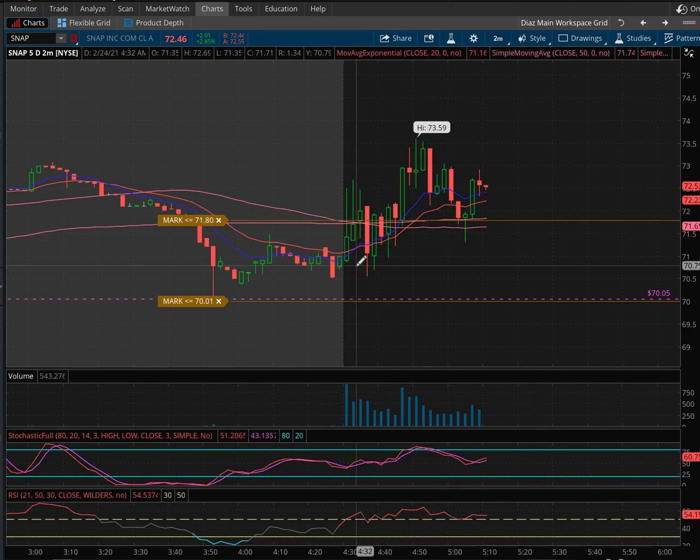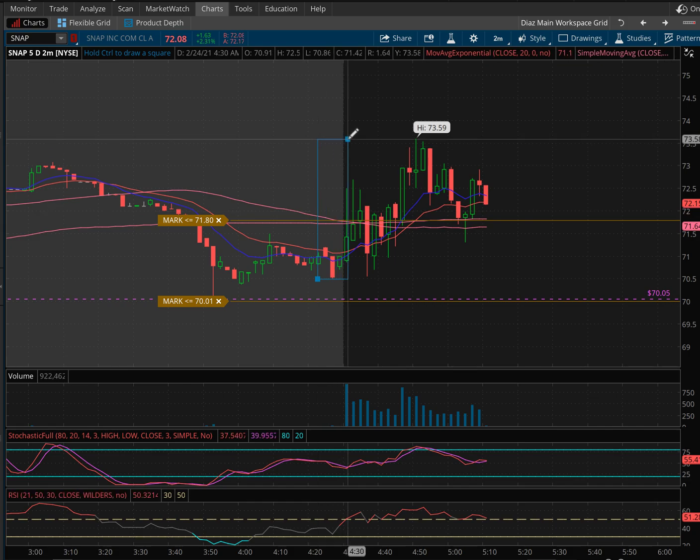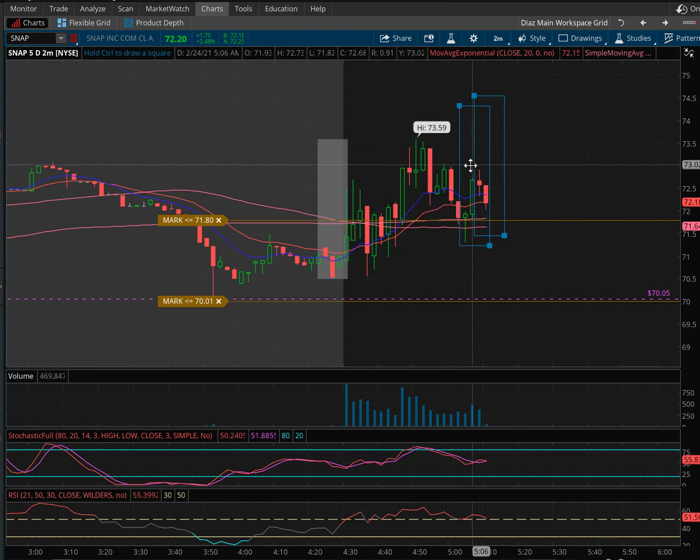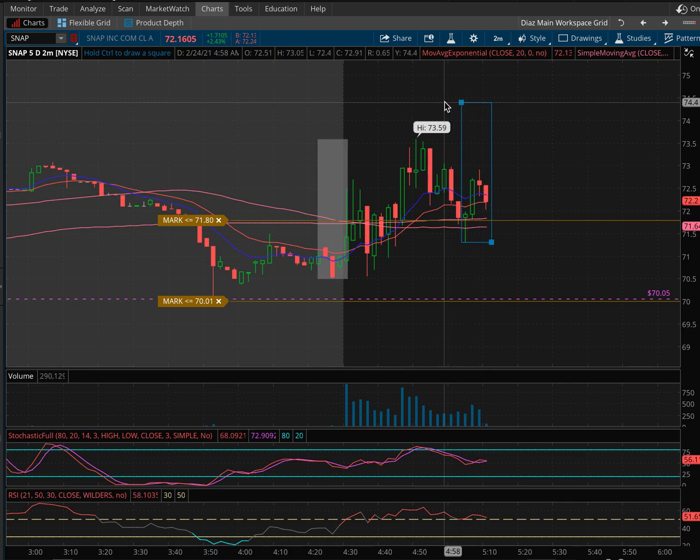So what I'm going to do is just do asymmetrical drawing to see where a higher price target could be. So we're just going to go here. I'm going to draw it up to this high, from this low to this high. Let me go ahead and duplicate this, put it from this low to the next possible high, which is around 74.40.